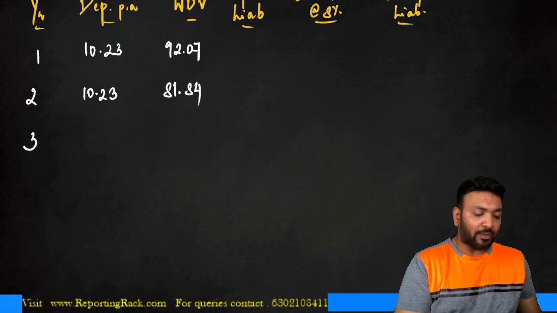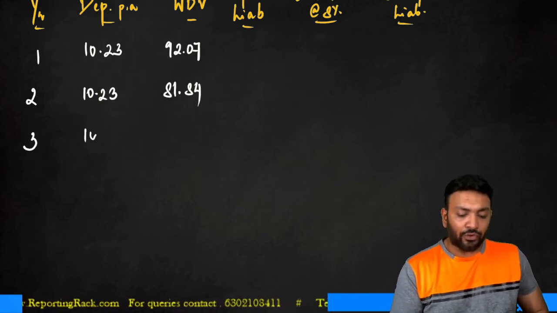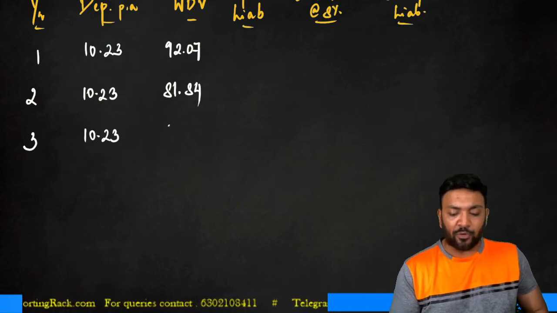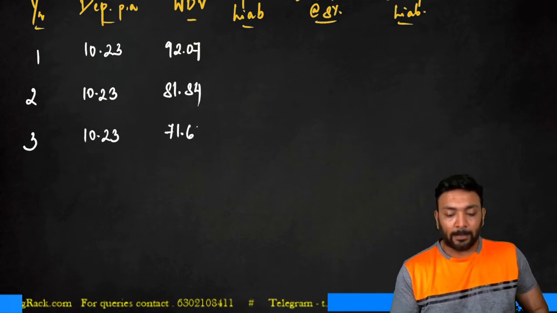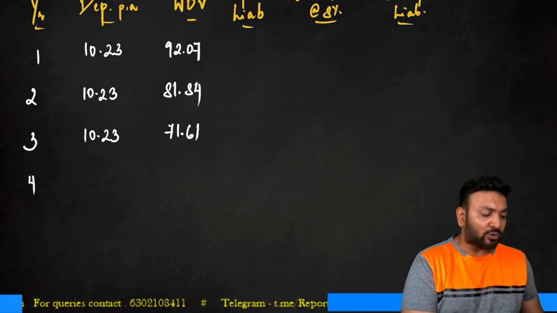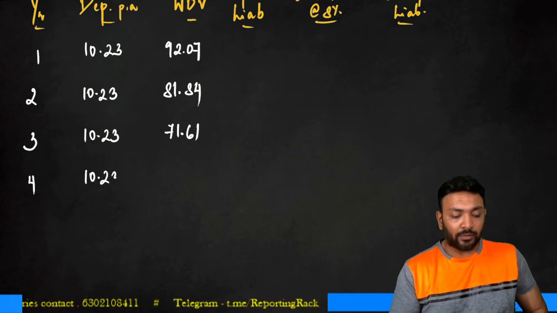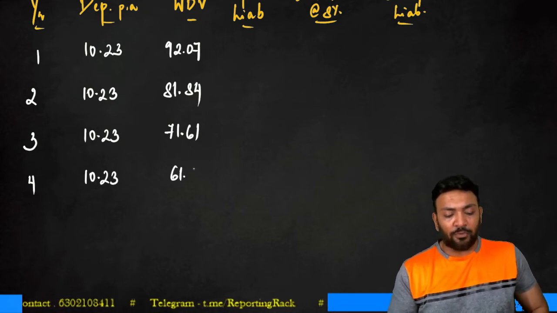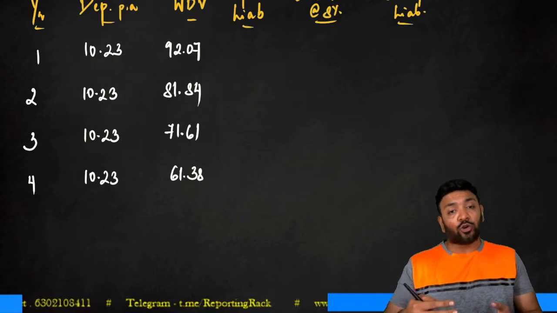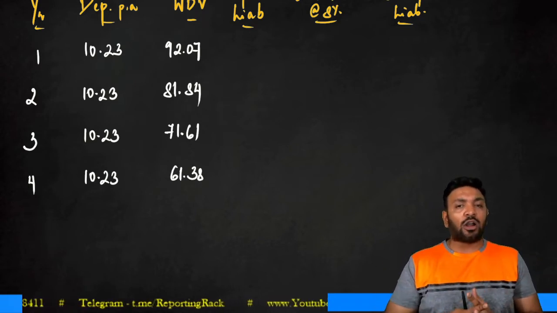81.84. Year 3, again reduce it by 10.23. You will get an answer of 71.61. Year 4, again reduce it by 10.23, 61.38. I don't want to do it beyond this, but actually he's asking you to do it for the entire 10 years. But ultimately it's the same calculation, I don't want to repeat it.